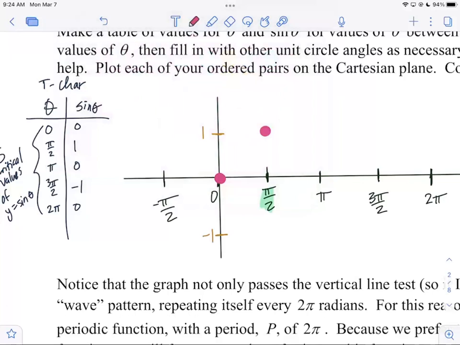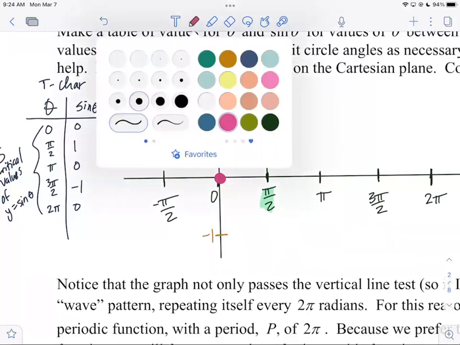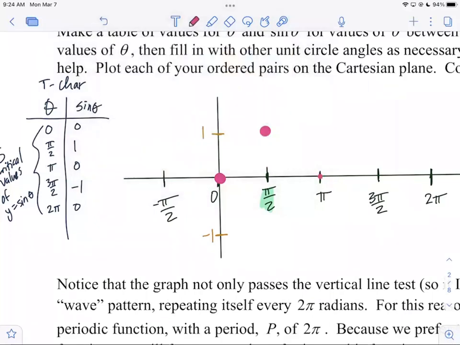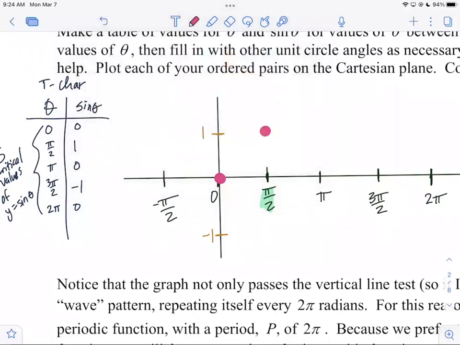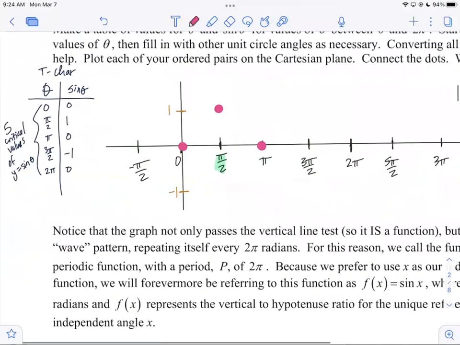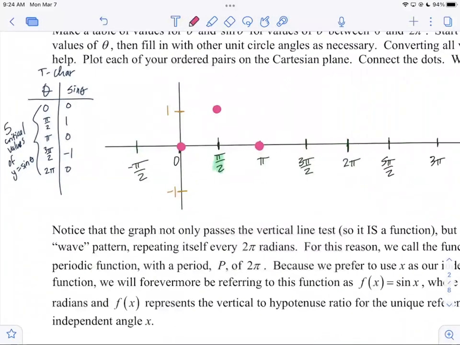I have pi halves, 1, and then I have pi, 0. Whoa, that was a little bigger. I have 0. Whoa, I forgot what thickness I was on. Oh, that'll work. And then at 3 pi halves, we have a -1. And then all the way around, 2 pi, we're back to 0. Okay. And that's one rotation. I'll put the other dots here in a second, but that's one rotation right there.